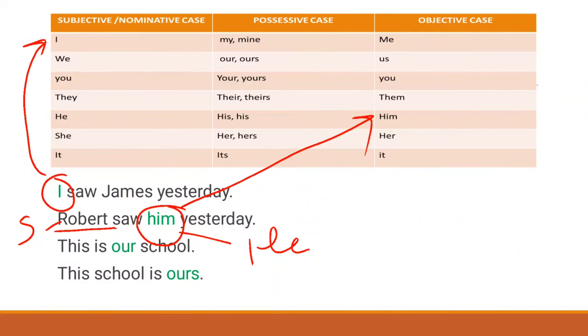This is our school. Here we are using possessive case. Here the noun school is placed after possessive case our, and that is why we are using the possessive case our. In the next sentence, this school is ours. Here the noun school is placed before possessive case, and thus we will be using the possessive case ours. I hope now you will not make errors while using personal pronouns in your sentences.